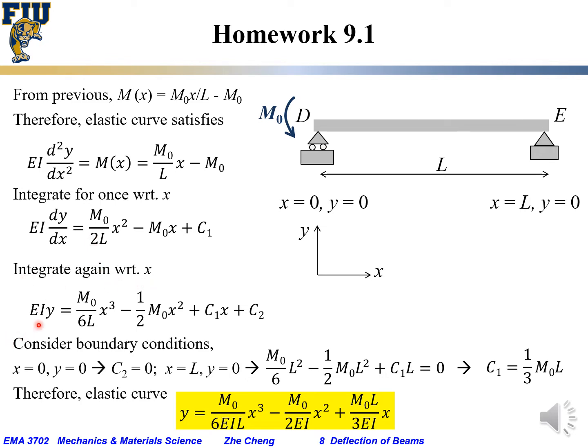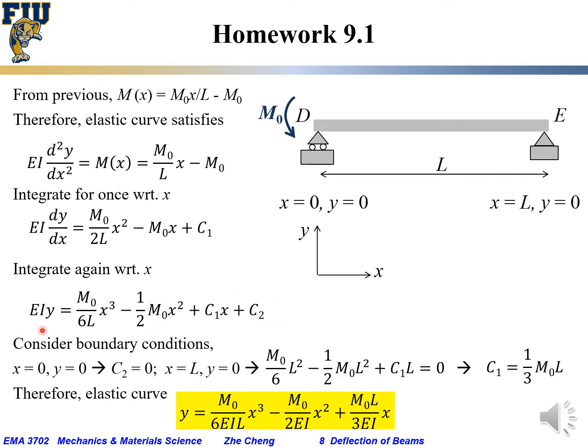Now we would have EI times y, the vertical deflection, equals to, this x squared now becomes x to the power of 3, and then integration 2 comes to the denominator. We would have m0 times 6L x cube minus, okay, this term integrated will become half of m0 x squared, plus c1 becomes c1x, and don't forget another integration constant of c2.